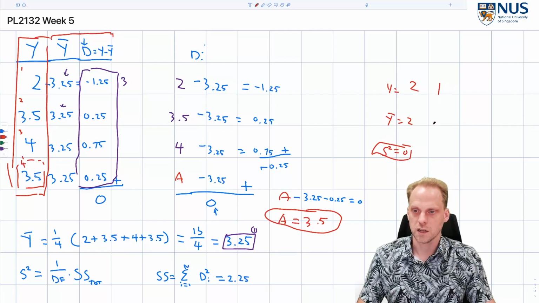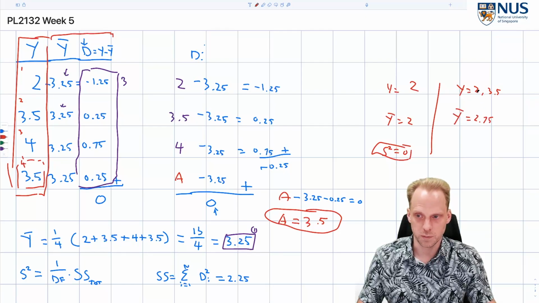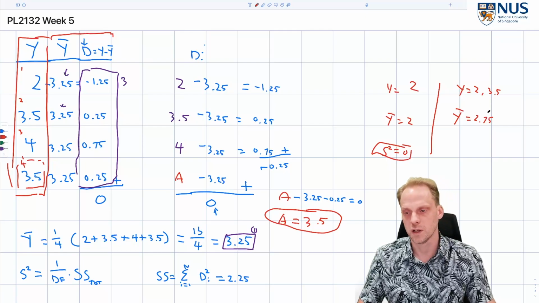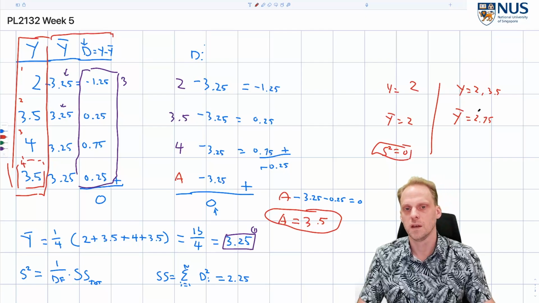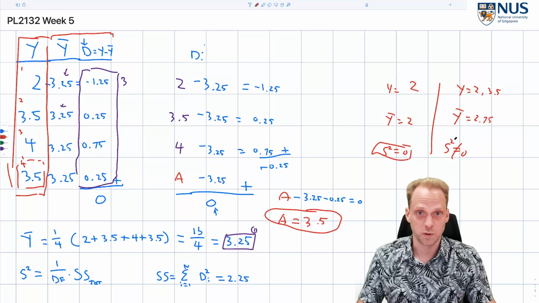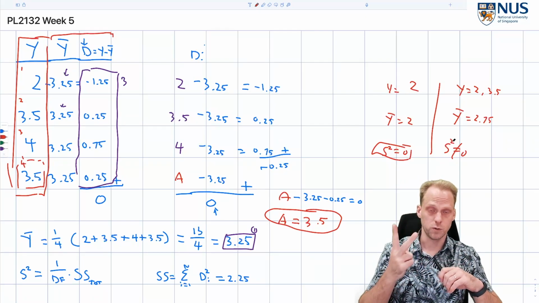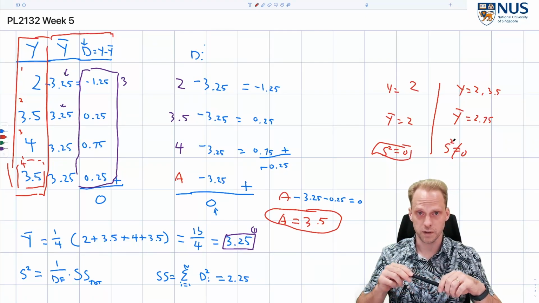Now let's say instead we have 2 data points, y equals 2 and 3.5. We can estimate a mean, 2.75, and we have deviations from that mean, right? 2.75 minus 2 and 3.5 minus 2.75 actually. So that means that we get something that is not 0 for the estimate of the variance or the standard deviation, which is nice. So by going from one data point to 2, we can start estimating a variance.